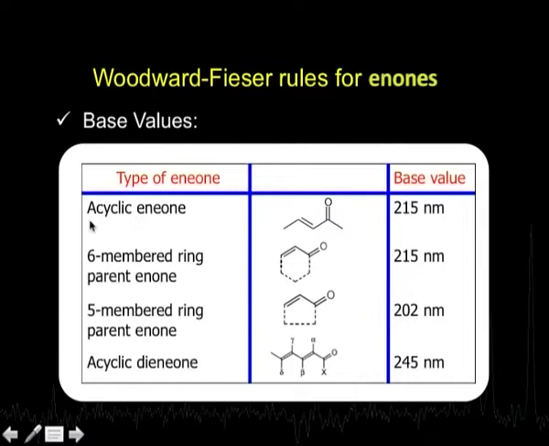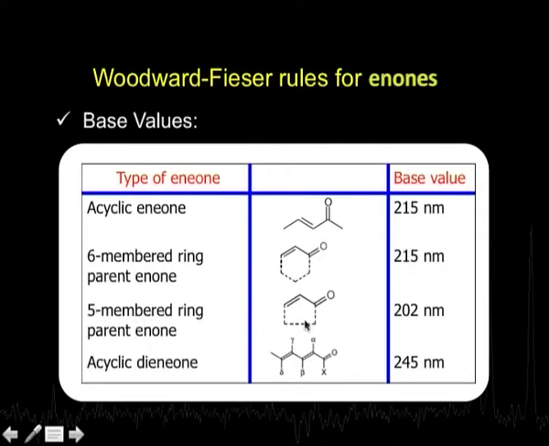If we have an acyclic enone like this, with a carbonyl and a conjugation there, the base value for this is given as 215 nanometers. But if you have a chromophore of this kind, that means part of the chromophore happens to be a part of a 6-membered ring, then this again has a value of 215 nanometers. That means the ring doesn't affect the lambda max position.